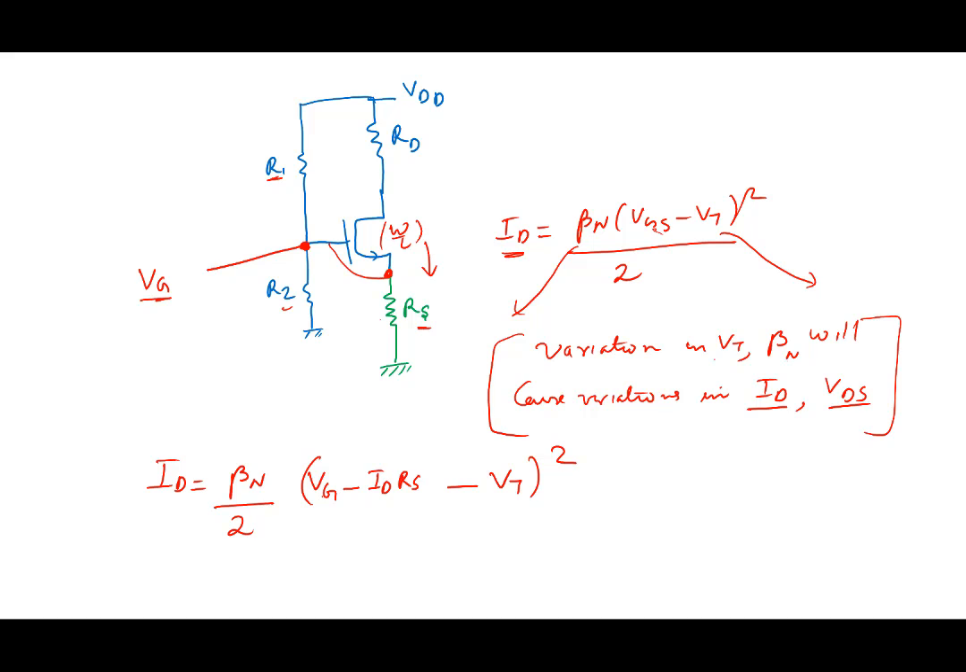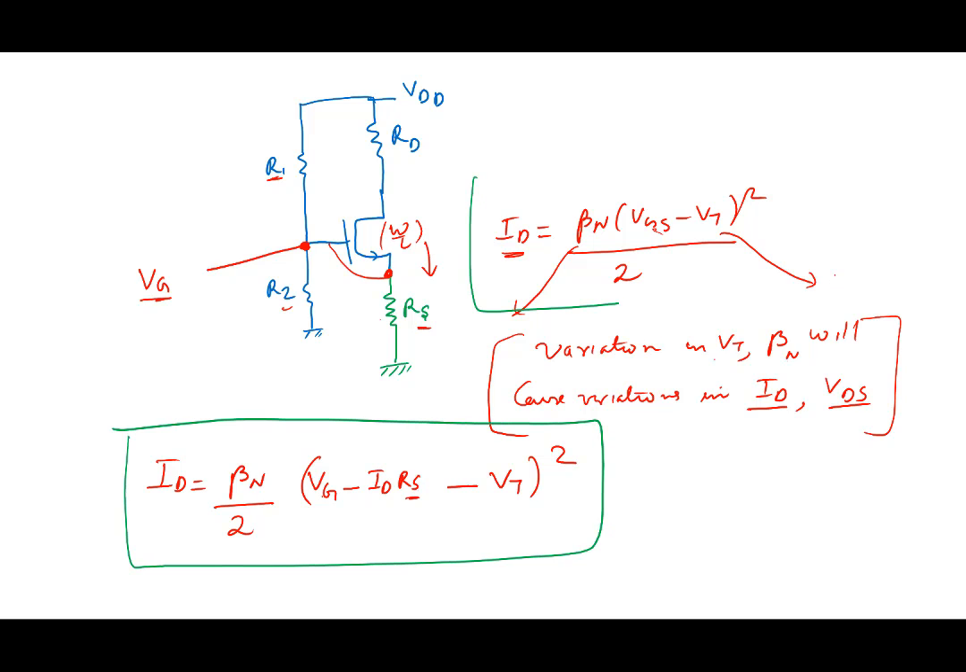So it's a quadratic equation that we need to solve in order to get the value of the current if Rs is given to you. But how is this biasing better? Well, the reason is, if you compare this expression with the previous expression, compare the two.